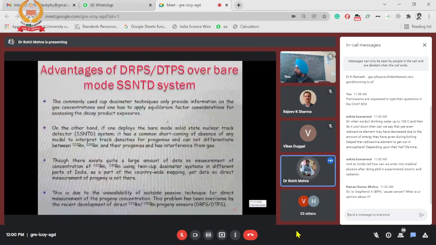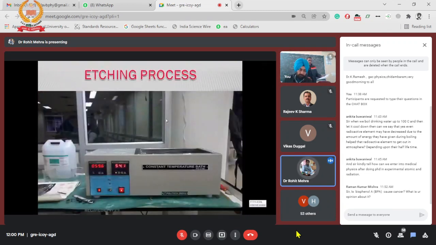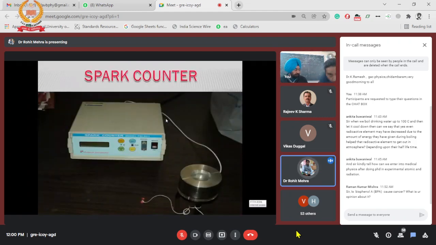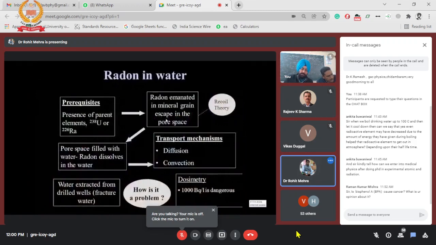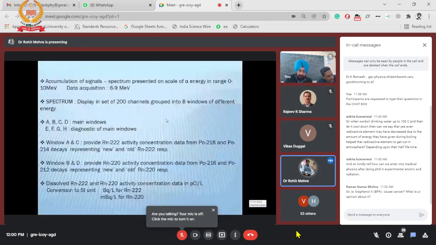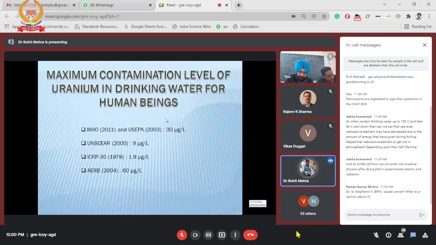So with this, these are a few instruments which are available in our labs. You could always use the facilities of these instruments. And whatever I think about uranium and water, I will give you a little bit of an idea that there are some agencies who have given different contributions.